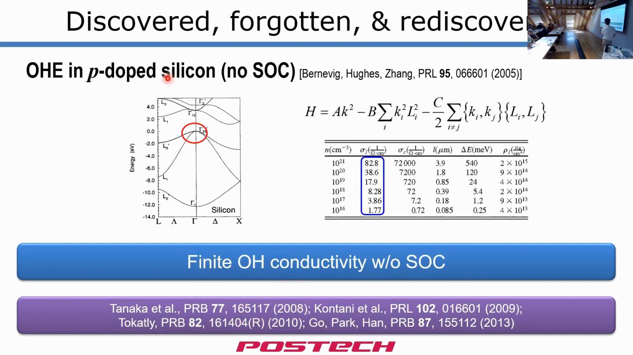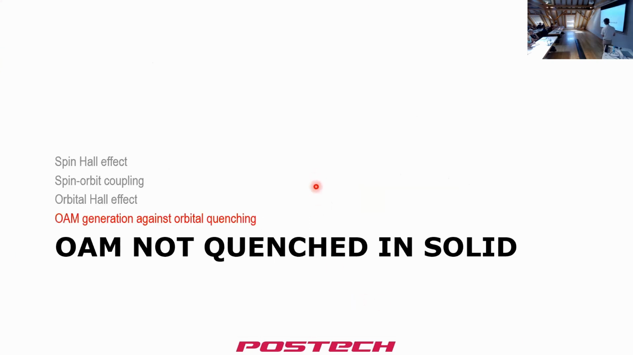So it seems that orbital dynamics is discovered, forgotten, and rediscovered, and forgotten again somehow. And that is probably related to this statement: orbital angular momentum is quenched in solids. So people, I guess, probably did not believe their calculation. And also people did not know how to measure orbital angular momentum dynamics. So here I want to discuss how come orbital degree of freedom can overcome orbital quenching and generate orbital angular momentum dynamics.